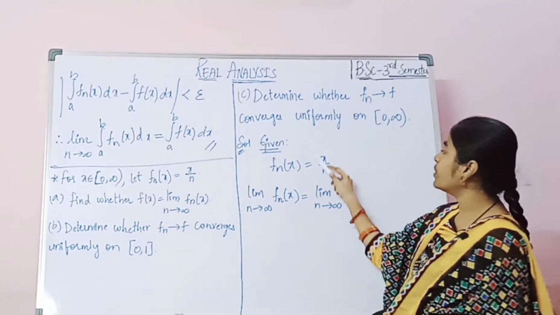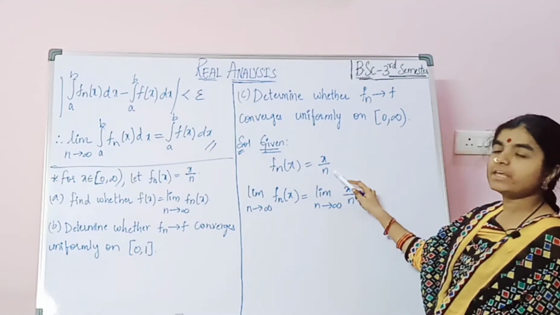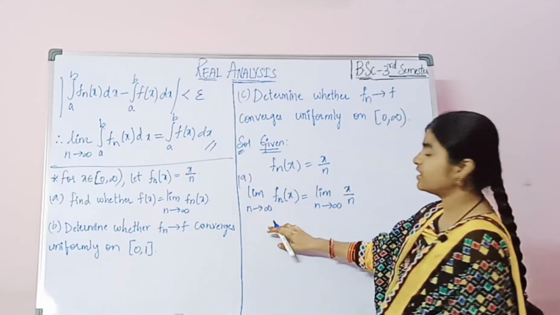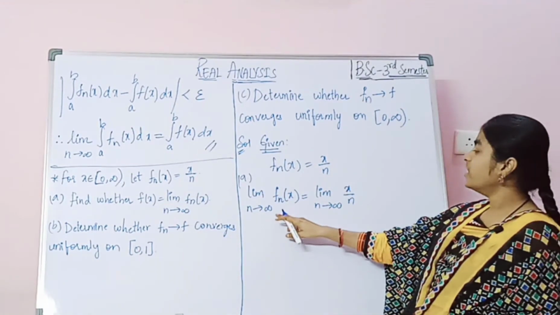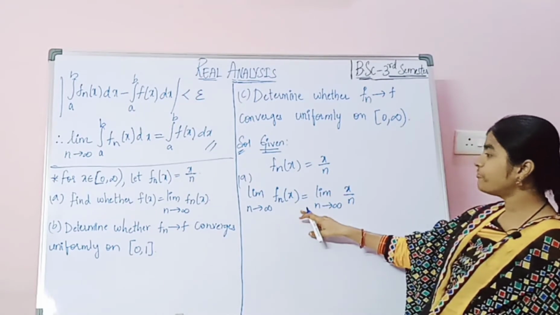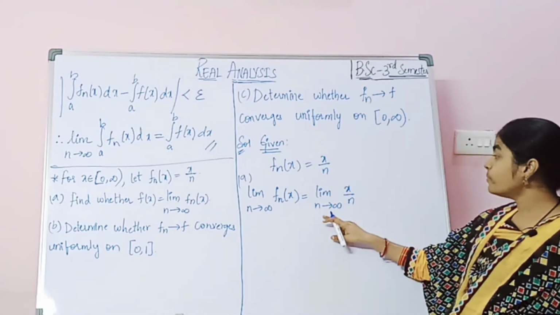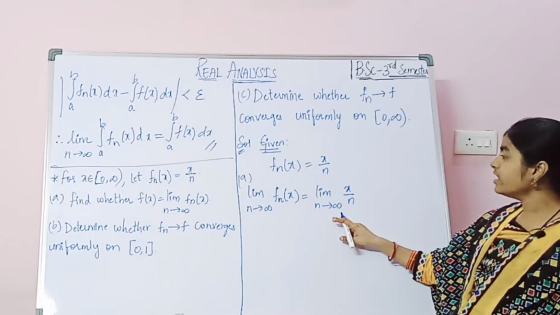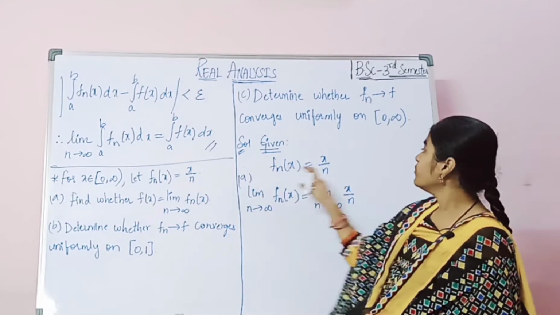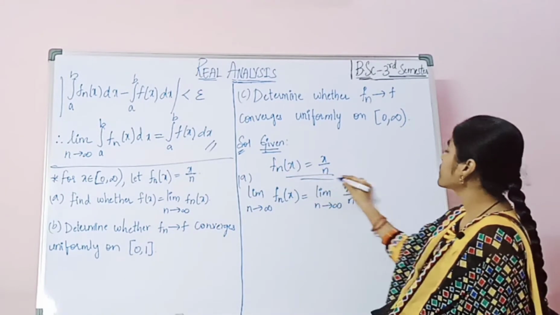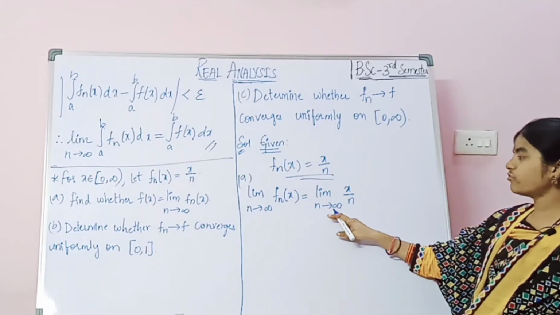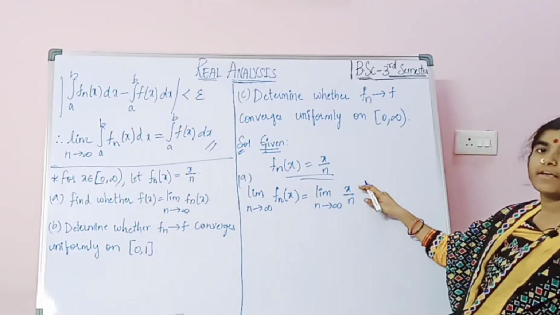So here, what is given is fn of x equals x by n. First bit here: limit n tends to infinity fn of x equals limit n tends to infinity of, what is fn of x here? X by n. So limit n tends to infinity, fn of x equals x by n.